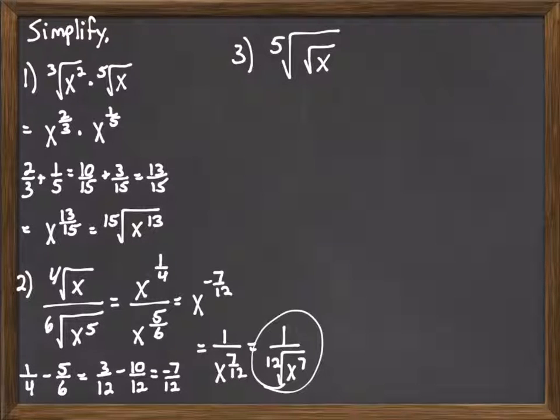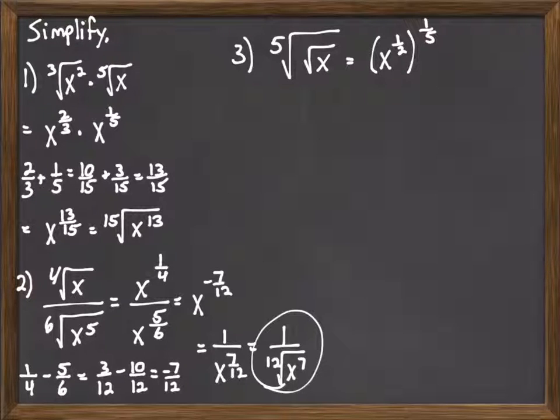This next example really throws a lot of people off. Fifth root of the square root of x, so we have a radical nested inside of another radical. Well, the key to this is to realize that square root is the same as raising x to the 1/2. And when you have a fifth root, that's the same as raising it to the 1/5 power. So we can rewrite that as x to the 1/2 raised to the 1/5.